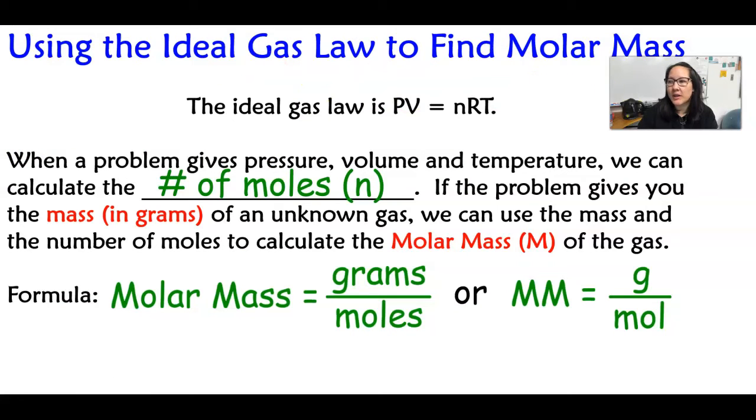So, using the ideal gas law to find molar mass, the ideal gas law is PV equals nRT. When a problem gives pressure, volume, and temperature, we can calculate moles. And if they give you mass in grams of an unknown gas, we can use that mass and the number of moles to get the molar mass with the following equation. Molar mass is equal to grams divided by moles, or MM equals G over moles.